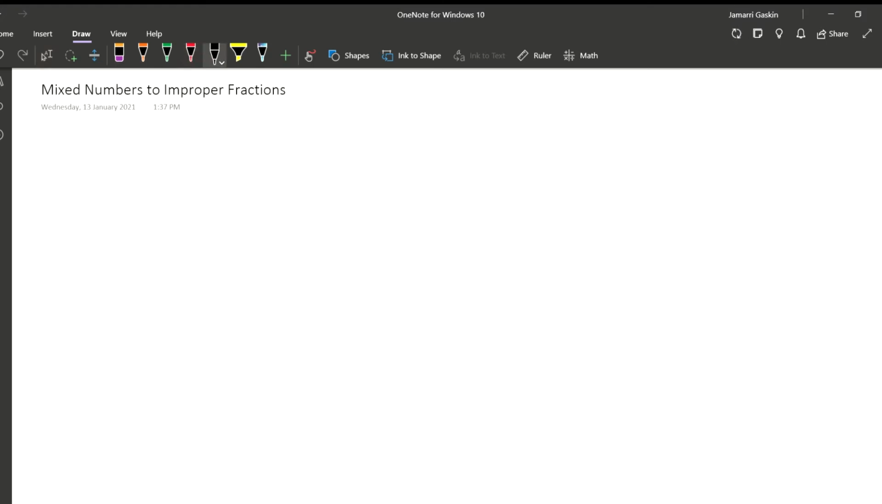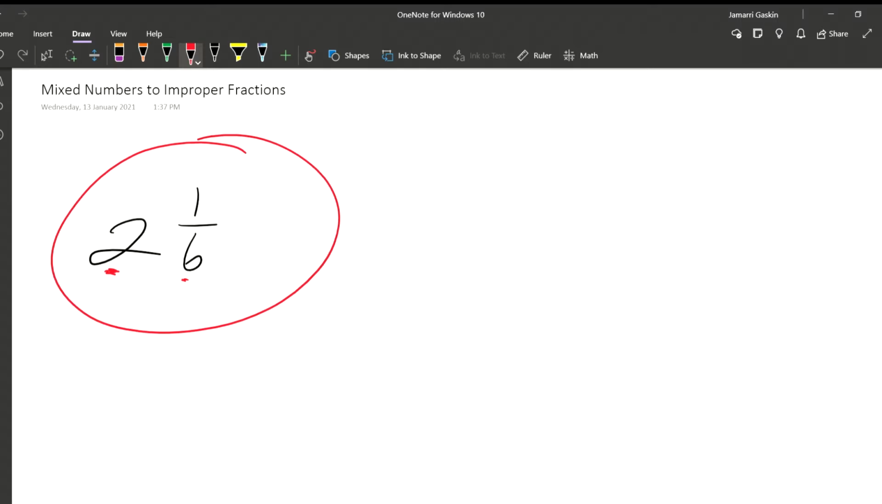Okay, so in this first session, we are looking at how to convert mixed numbers to improper fractions. So let's start off with a simple one. If you recall, a mixed number looks a lot like this, where you have a number that's seemingly written bigger than the rest, and next to it a fraction. And we want to convert this thing, which we call a mixed number, to an improper fraction.